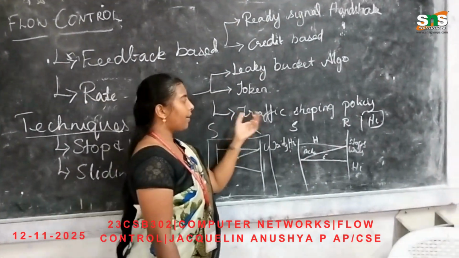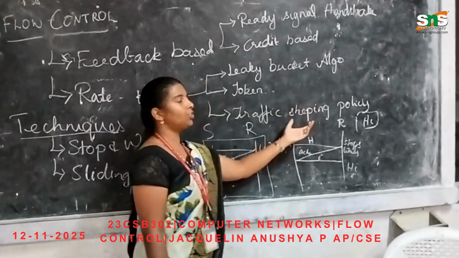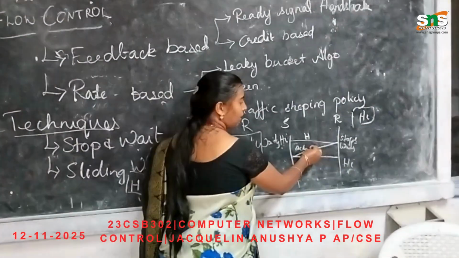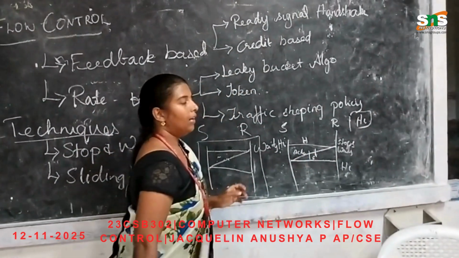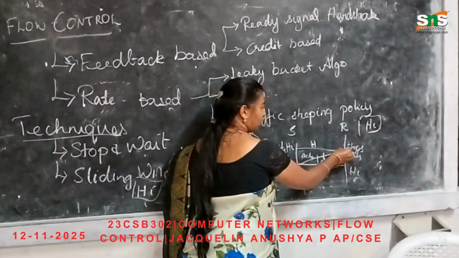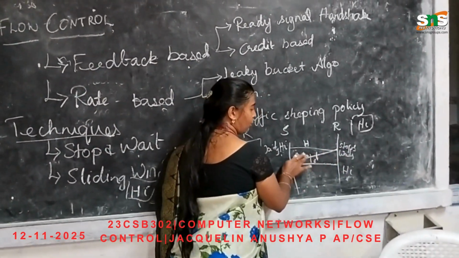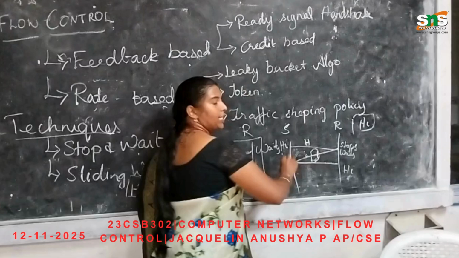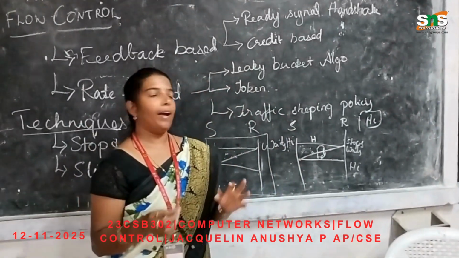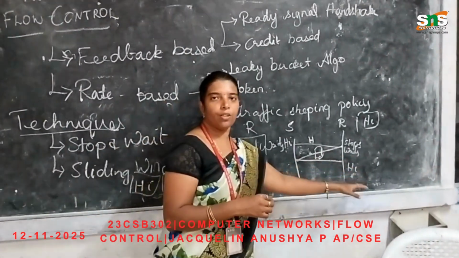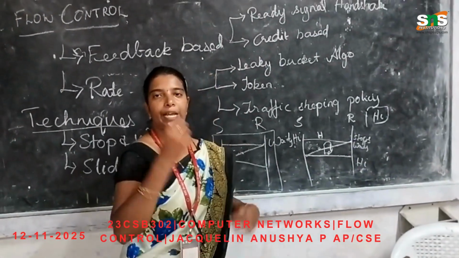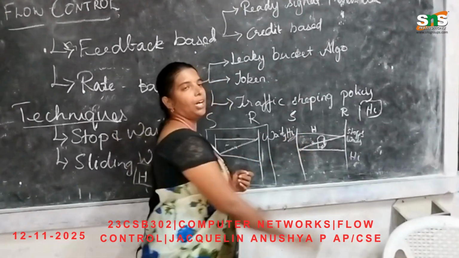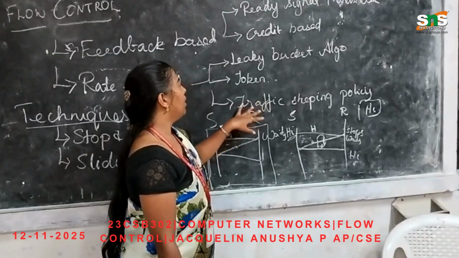Next is the traffic shaping policy. In traffic shaping, even when traffic occurs in between, the data comes from here to here simultaneously without any acknowledgement, and then the data is received over here. When there is a pause in between, it waits for a particular time period and then sends to the receiver, or the message is sent back to the sender, acknowledging that there is traffic and the message can't be sent. So these are the three types.